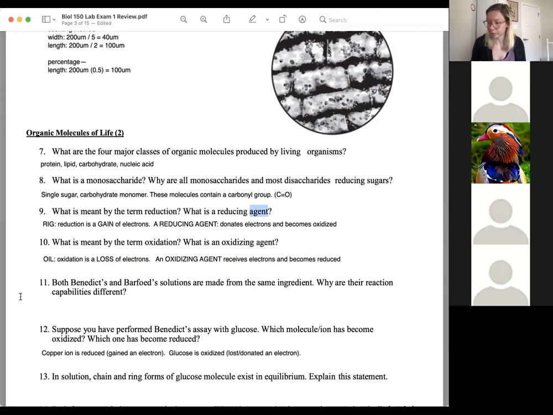Acid. Okay, one of them is acidic. Which one? Barfoed's. Yes, that's right. Barfoed's is slightly acidic. Actually, it's pretty acidic, with a pH of about 4.5. Whereas Benedict's, I don't think it's totally neutral, but it's more neutral than Barfoed's. So because Barfoed's is acidic, it's only going to react with certain carbohydrates. Monosaccharides.